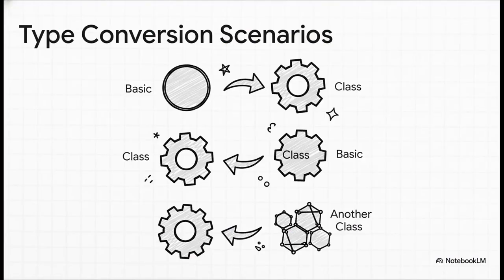You're going to run into three main types of conversions. First, from a basic type to your class type, like turning an int into one of your objects. Second, from your class type back to a basic type. And third, converting from one of your custom classes to another custom class.